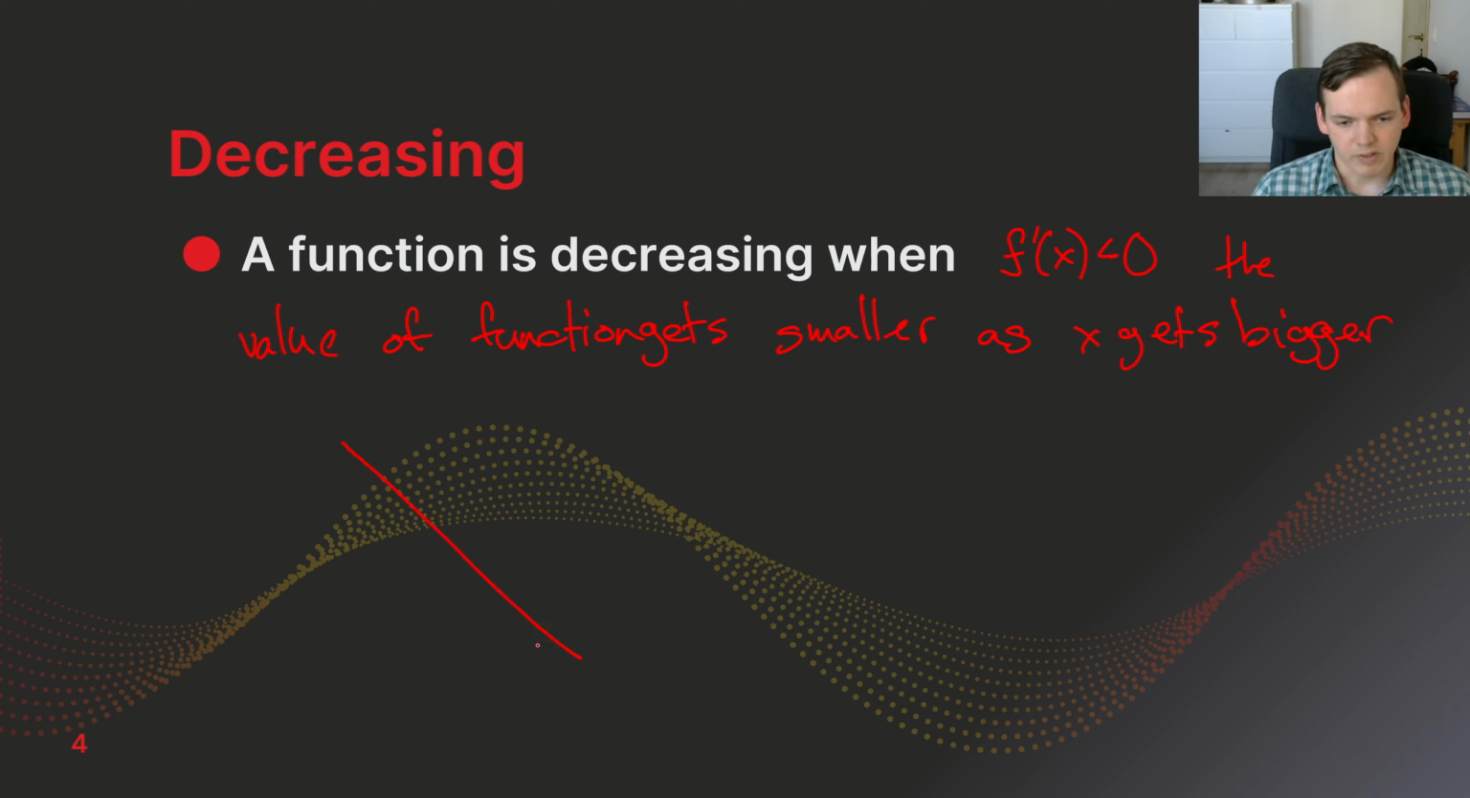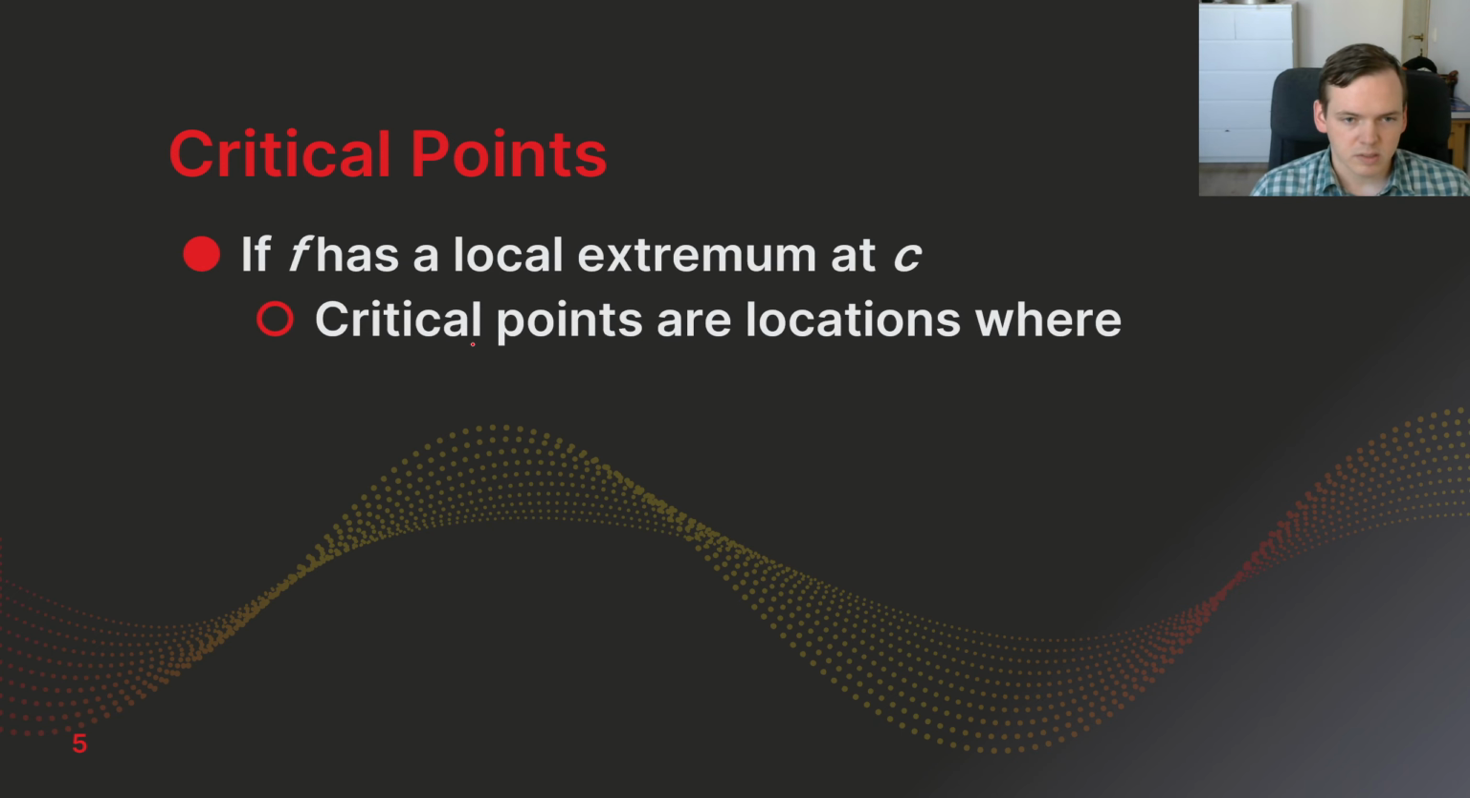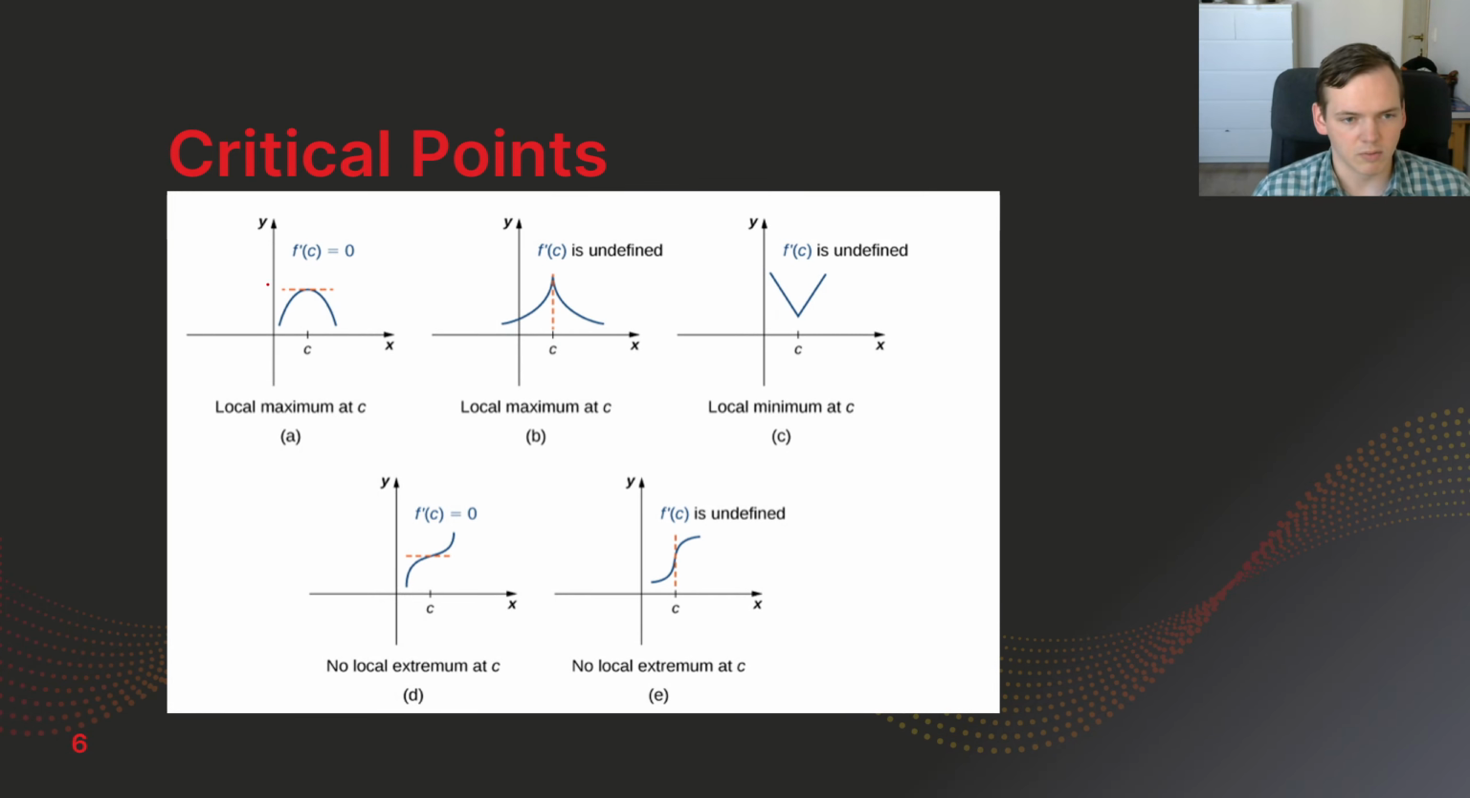And this looks like a function that's going quote unquote downwards because the output gets smaller as the x gets larger. Next, we're going to look at the idea of critical points. This is going to come up later, so we'll cross that out. Critical points are locations where f prime of x is equal to 0 or undefined. So anywhere that the derivative is equal to 0 or the derivative is undefined, that is known as a critical point. Here are some examples of critical points.